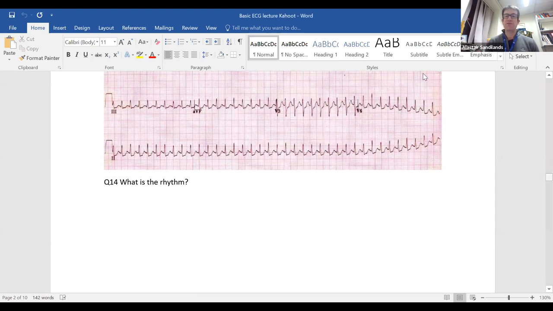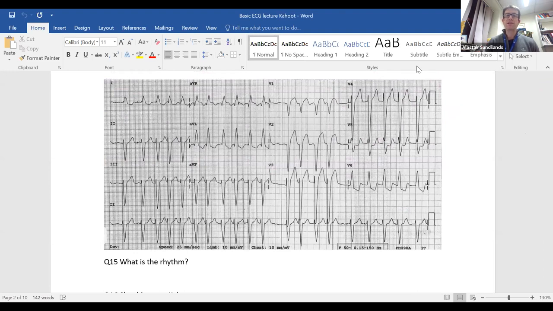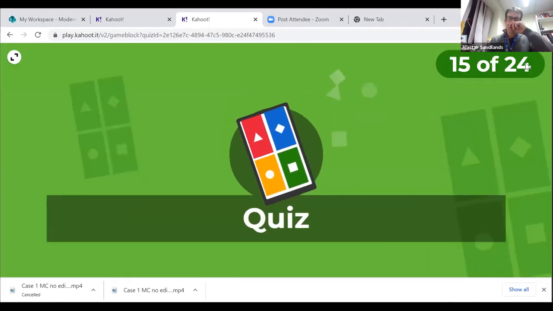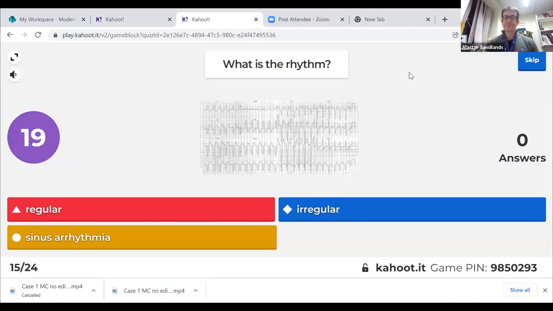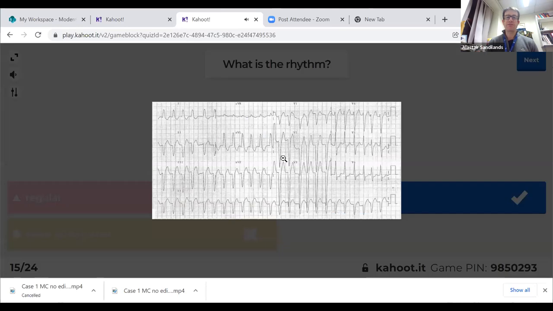Question 15, here's the rhythm. What is the rhythm? So this is irregular, irregular. If you were spotting, you can see that there's left bundle branch block and it's irregular. So this is atrial fibrillation in the presence of left bundle branch block. It's a broad QRS, so it doesn't have to be VT. It doesn't become positive until V5 and V6 and you have left axis deviation. The rhythm is irregular. The heights of the QRS vary within a given lead.